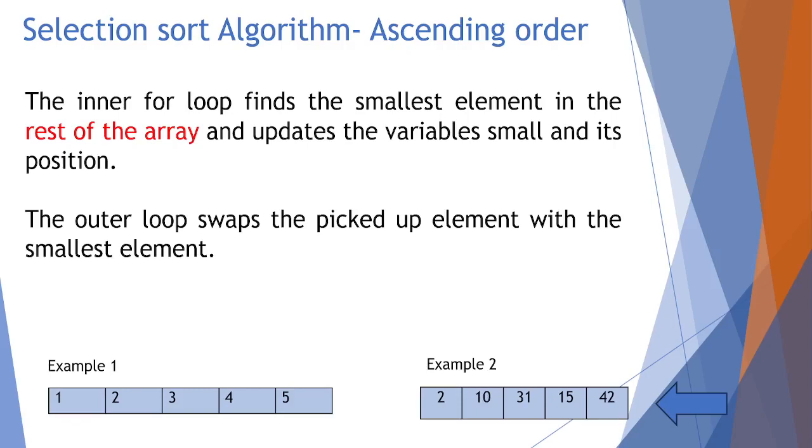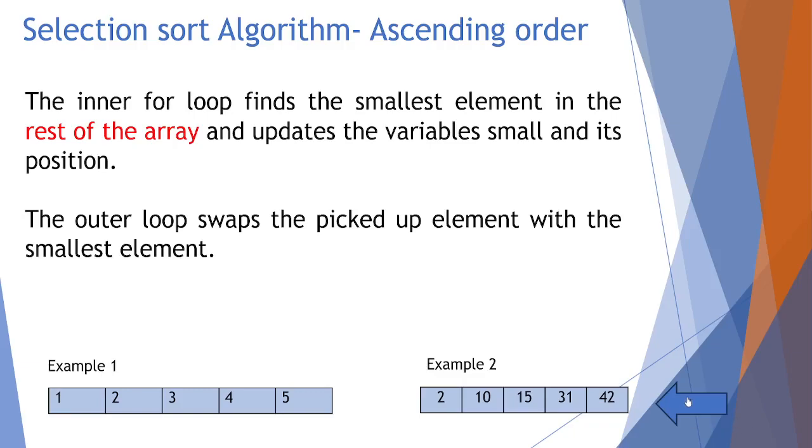Now it picks up the next element, that is 31, and the smallest is 15. Both of them are swapped. So 15 and 31, by this time the array is sorted with 3 swaps.